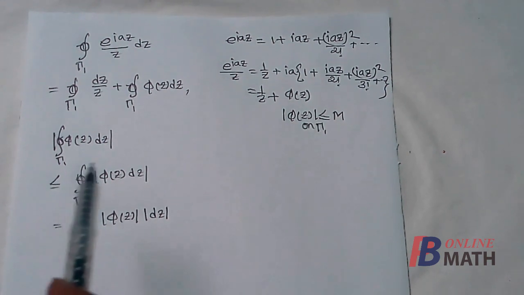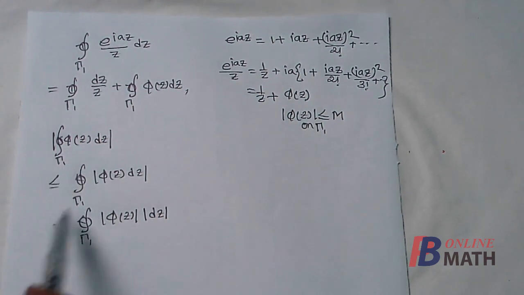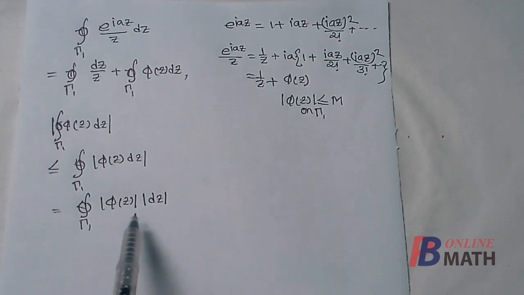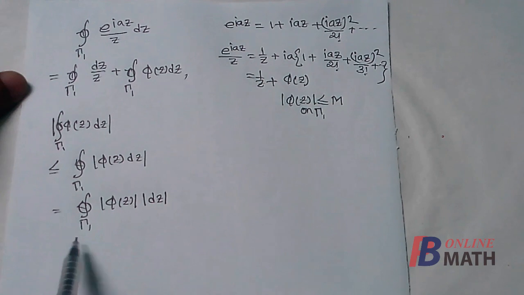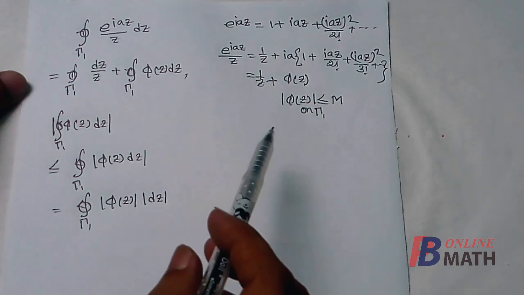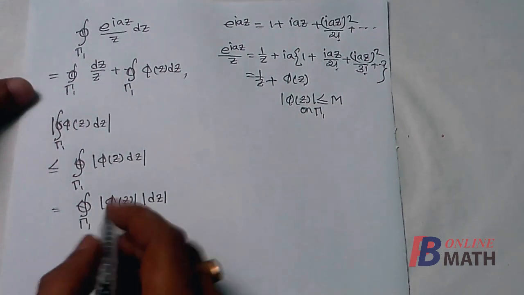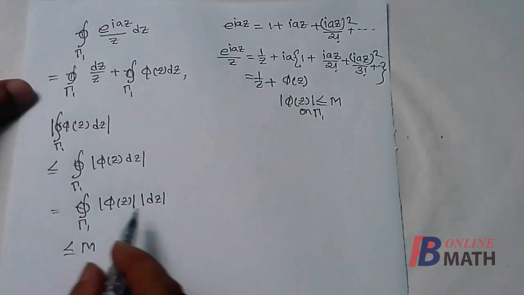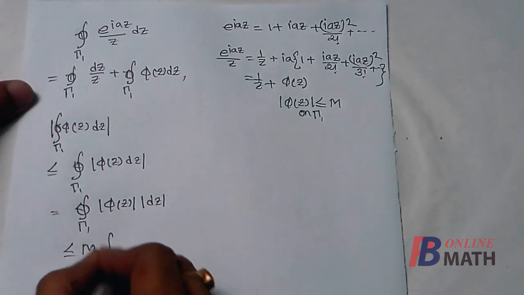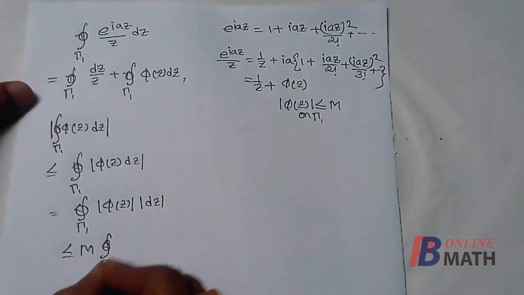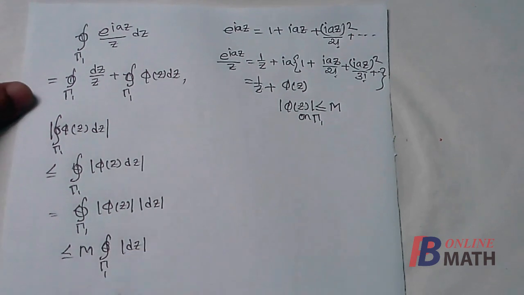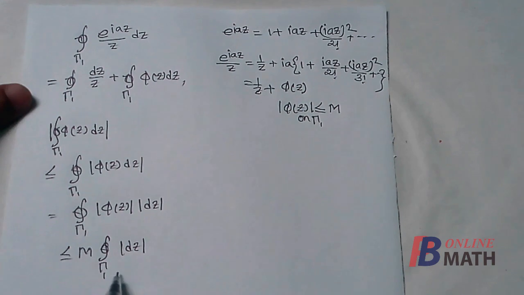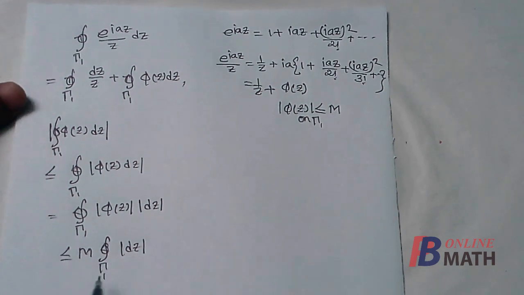Now we have this well-known inequality: the modulus of this integral is less than or equal to the integration of the modulus of the integrand, which can be written as modulus of phi z into dz. Now on gamma 1, phi z is bounded and the modulus of phi z is less than or equal to M, so we can write it less than or equal to M. Now M is independent of z, so we can take this M outside the integral. So here it is, modulus of dz. Now this is nothing but the line integral, so this denotes the length of the curve gamma 1.